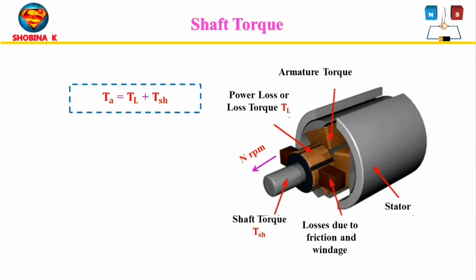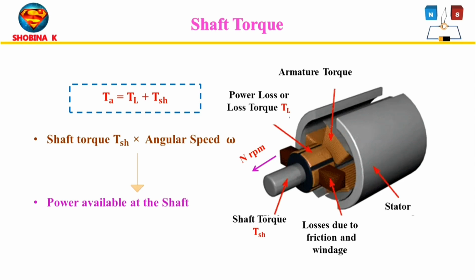Therefore, we can say armature torque is equal to loss torque plus shaft torque. That is TA equals TL plus TSH. That is, the actual torque is the sum of both loss torque in the shaft due to losses and output torque available from the shaft of the motor. Now the speed of the motor remains the same all along the shaft, say N RPM. Then the product of shaft torque and the angular speed omega is called the power available at the shaft. That is the net output of the motor.